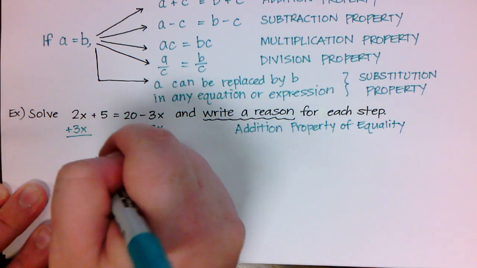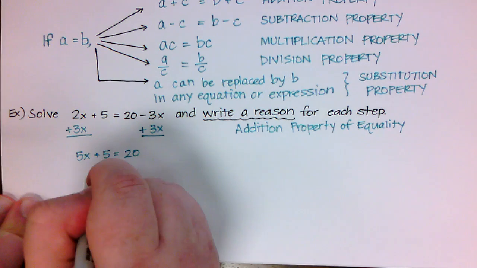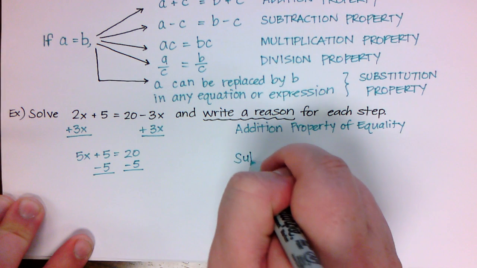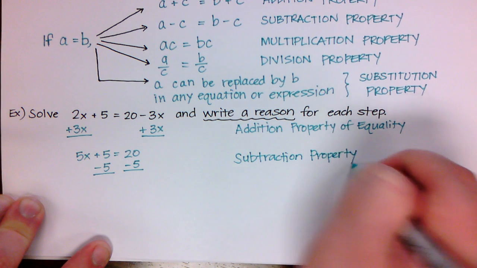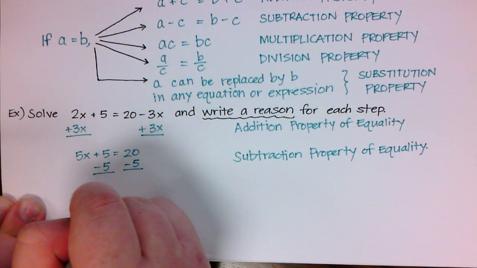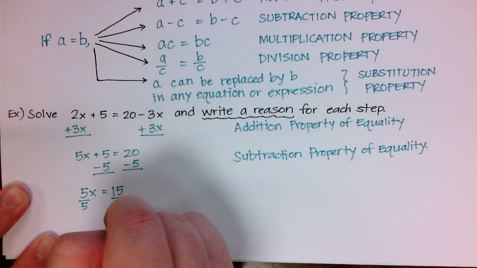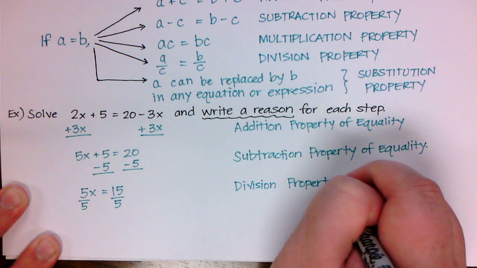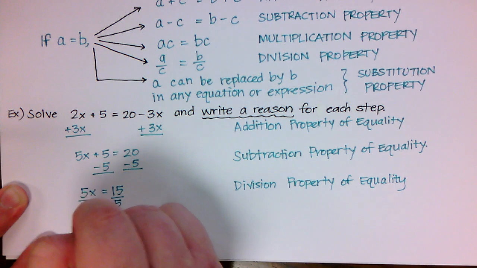Okay, and so I'm going to combine those, and I'm going to be left with 5x plus 5 is equal to 20. So then my next step is I'm going to subtract 5 on both sides. So if I'm subtracting a number on both sides, I can do that because of the subtraction property of equality. Okay. So then I'm going to rewrite this, and I'm left with 5x is equal to 15. And one more step to get the x by itself is I'm going to divide both sides by 5. And I can do this because of the division property of equality. And I'm left with x is equal to 3 as my solution.